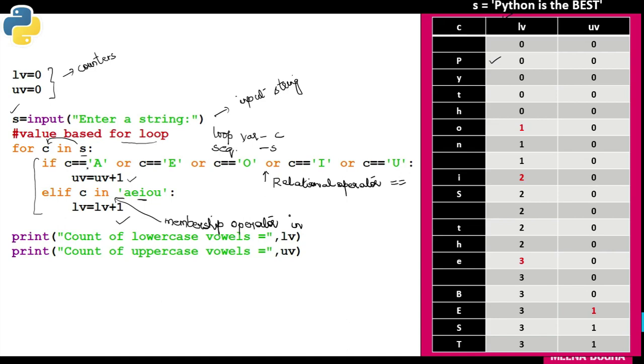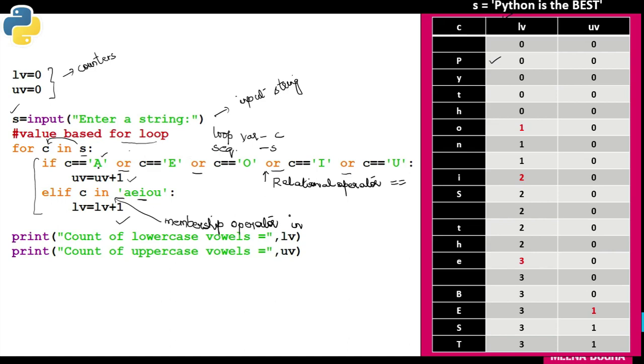So it will be checked if C is equal to capital A, or, because it can be any of the vowels, the character will be either of the 5 uppercase vowels at the same time. So we are using this logical operator or. This is my logical operator or. So I am combining these 5 conditions using my logical operator.